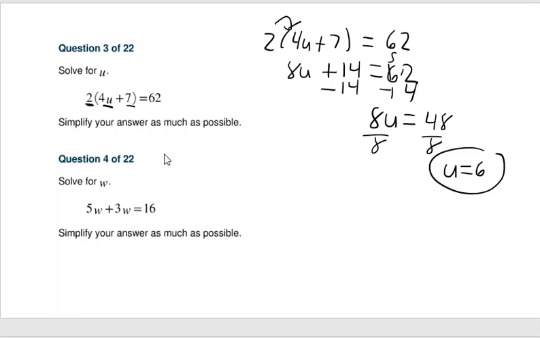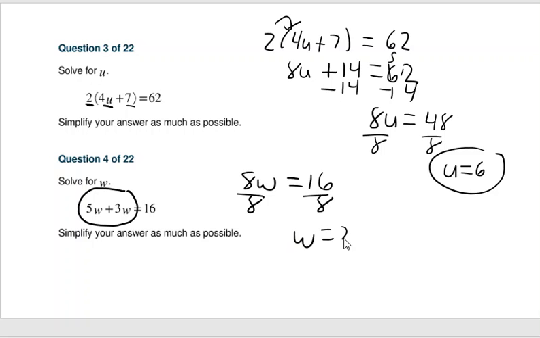Okay, question number 4 says solve for w. Notice on this one, there are two terms on the same side of the equation that are like terms. So before we solve this, we're going to simplify. We can combine the 5w and 3w because they both have a w to the first power. 5w plus 3w is 8w. Now we have 8 times w equals 16. So to solve for the w, all we have to do is get rid of the multiplication of 8 by dividing. So w equals 2.